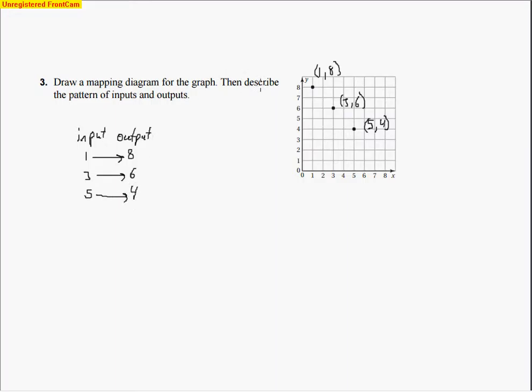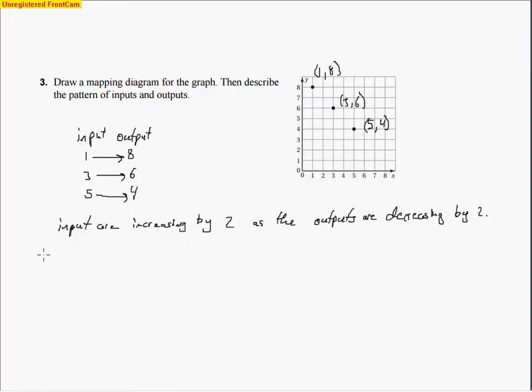Then I want to describe the pattern of inputs to outputs. The pattern would be this. My inputs are increasing by 2, 1 to 3 to 5, increasing by 2, as the outputs are decreasing by 2. That's what's happening there.